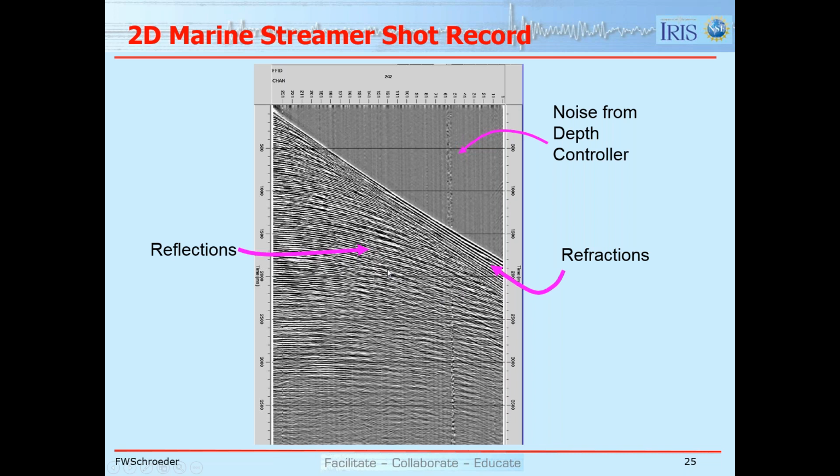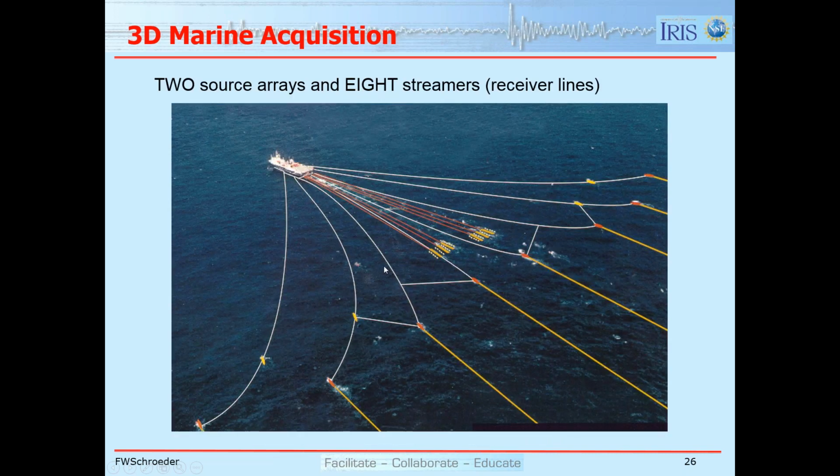And we understand the physical equations here. We can calculate what those hyperbola are, and based on the shape of the hyperbola, we can get the average velocity to a particular depth point.